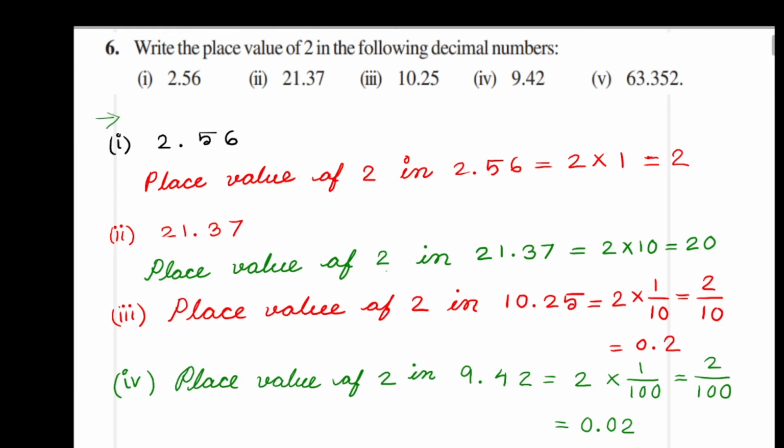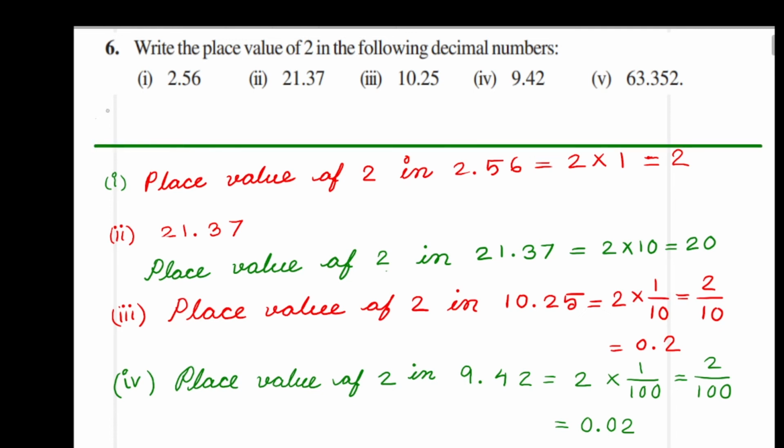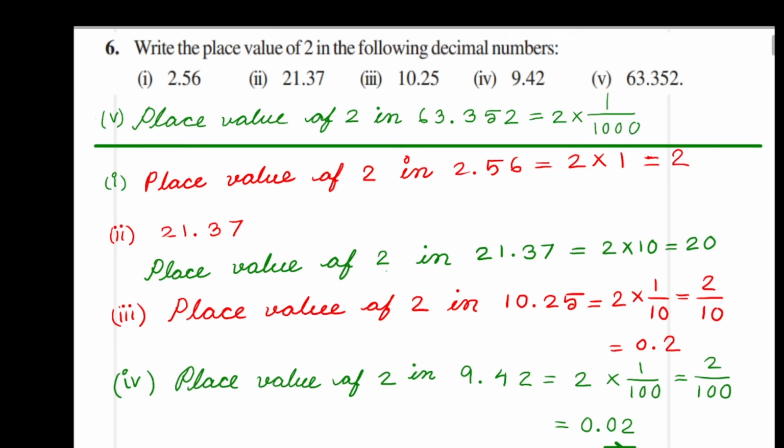So in question number 5, that one I will do in the top. So I have to rub that one. Wait, just a minute. Question number 5, I'm writing here. Place value of 2 in 63.352 is equal to 2 into which place? Thousands place. 1000. So 2 by 1000.